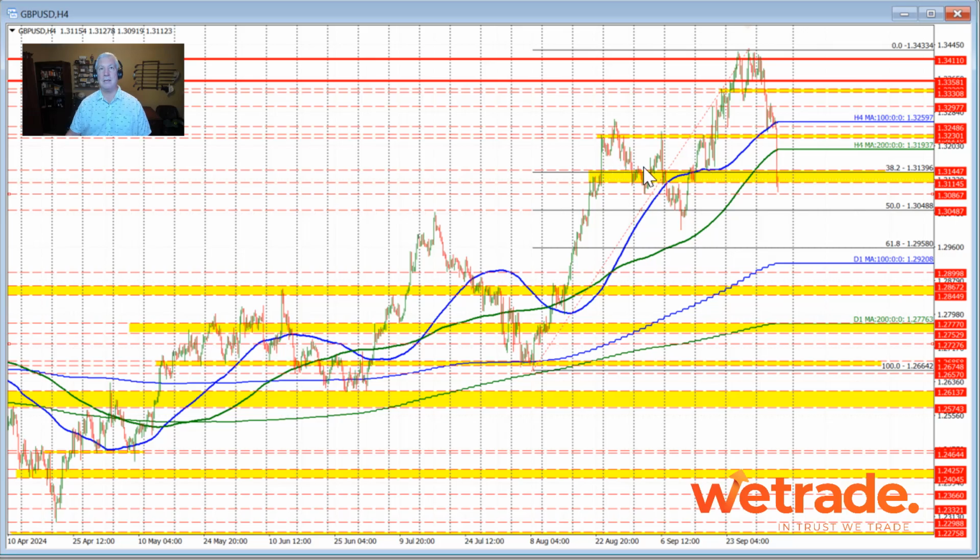So we're going to need to get above that level. Let's say 131.40 to give the buyers at least a little bit more control in the short term. Absent that, and the sellers are more in control with the low price through probably here at 130.86 as the next target, followed by the 50% retracement of this move to the upside, which comes in at 130.48.